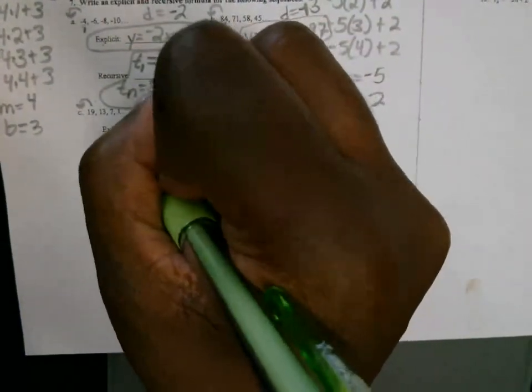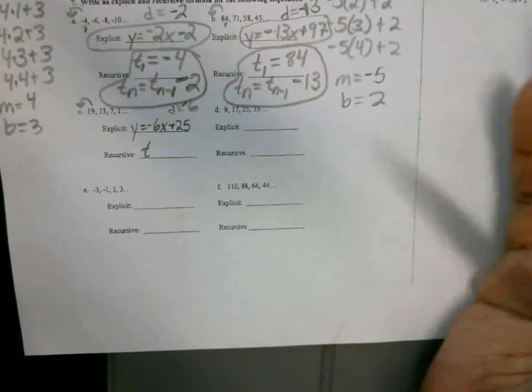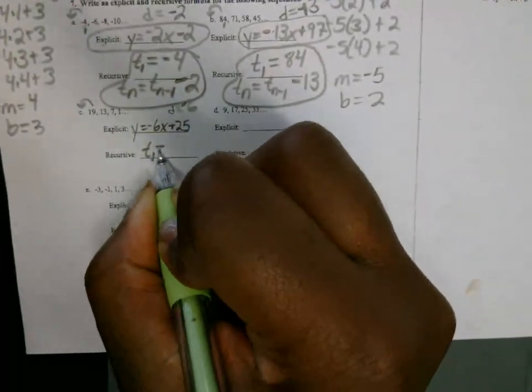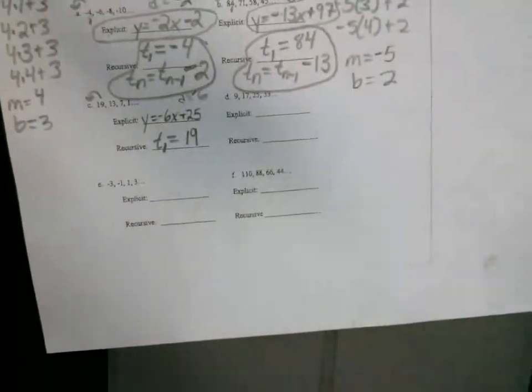We got T, and you remember you can use any letter. You don't always have to use T. You can use A sub 1. They can use any letter, so don't get tripped up over the letter. So we got T sub 1. What's the first number in the list? 19. That's the first number, not the zero number, okay?